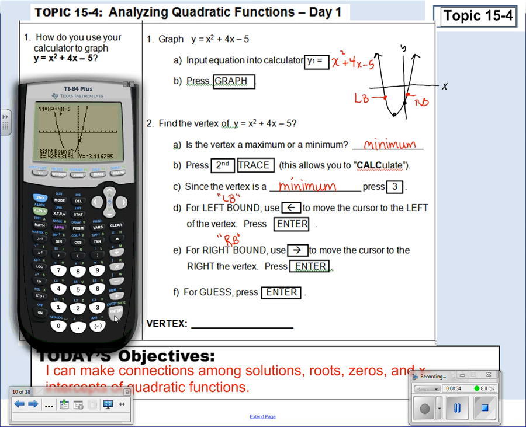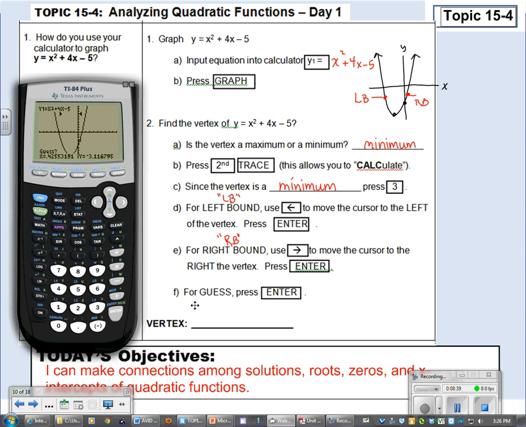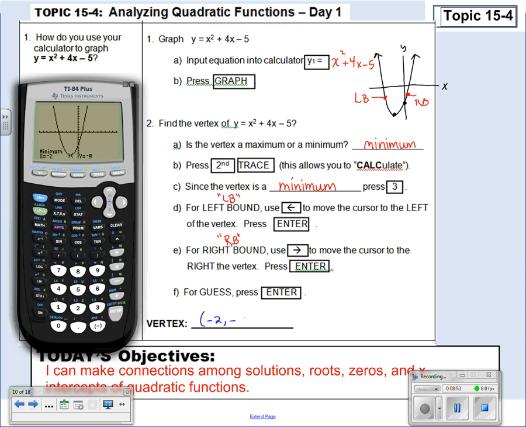So when I press enter, because it tells me press enter, the last thing it says is guess. And if I look, there's a question that says guess, and I just have to press enter. When I press enter, I get that my vertex, or in this case, the minimum point, is (-2, -9). The x-coordinate is -2, the y-coordinate is -9.